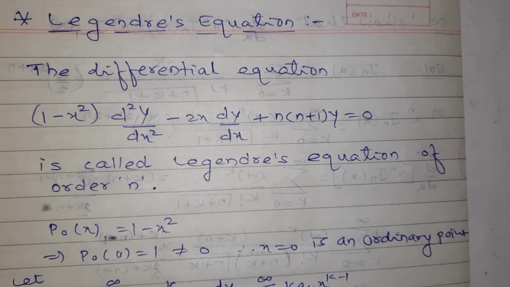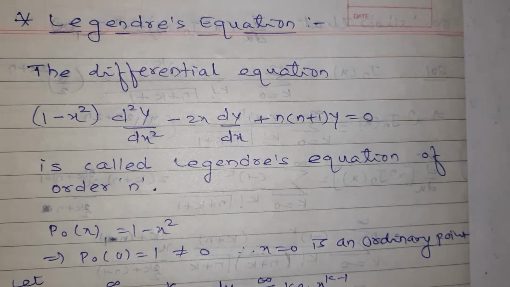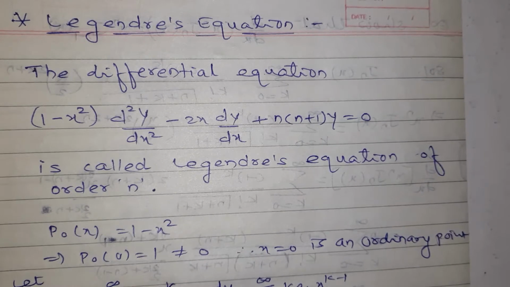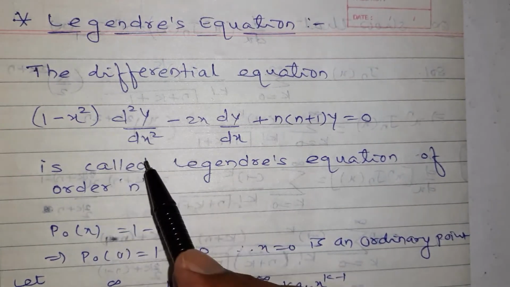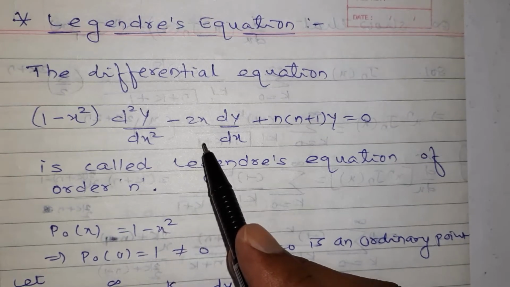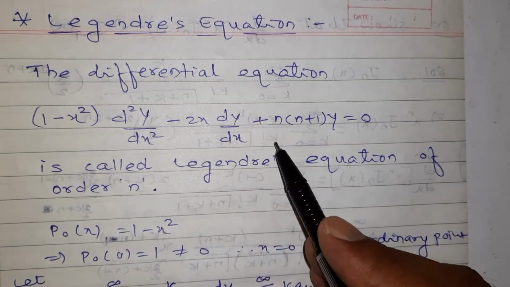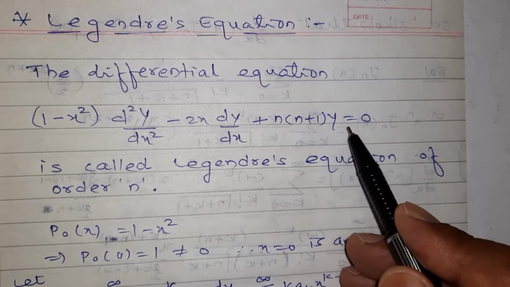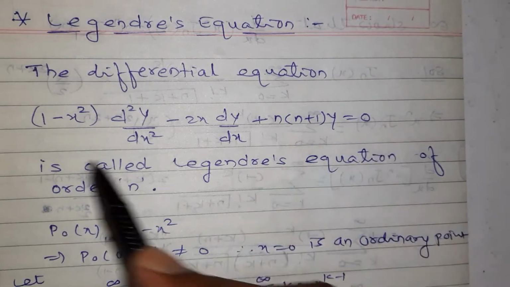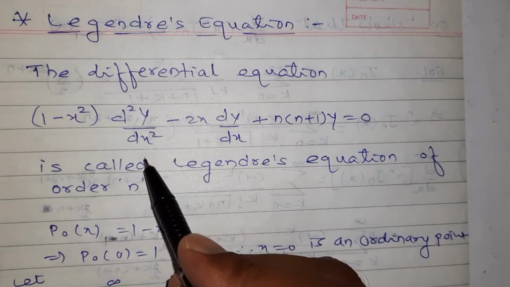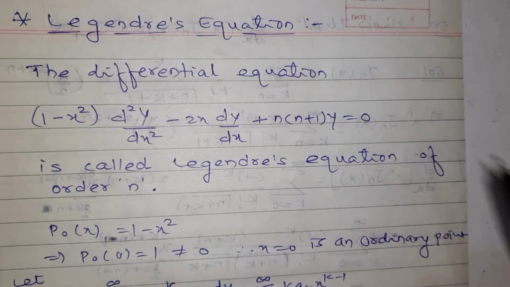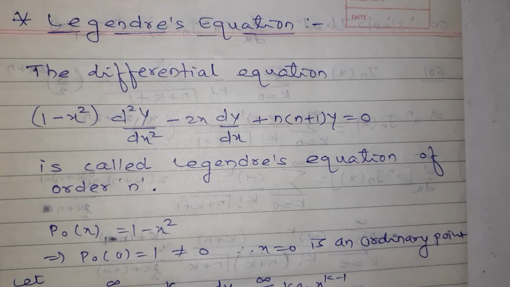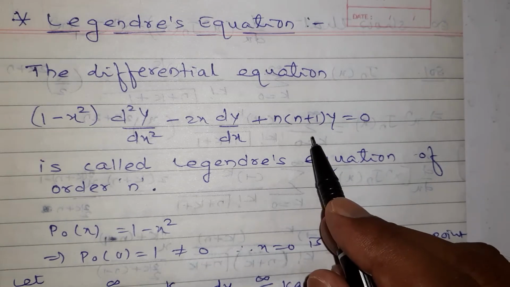So what is the Legendre's differential equation? First see the definition. The differential equation of the form (1 minus x square) d2y by dx square minus 2x dy by dx plus n into (n plus 1) y is equal to 0. It is called Legendre's differential equation of order n; n into (n plus 1) we required.